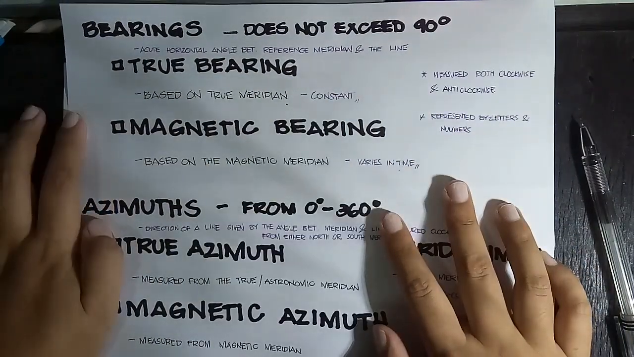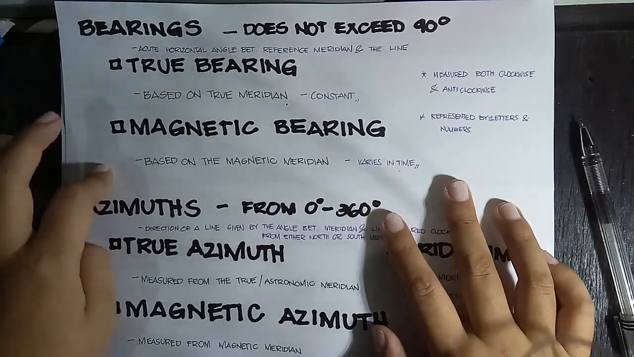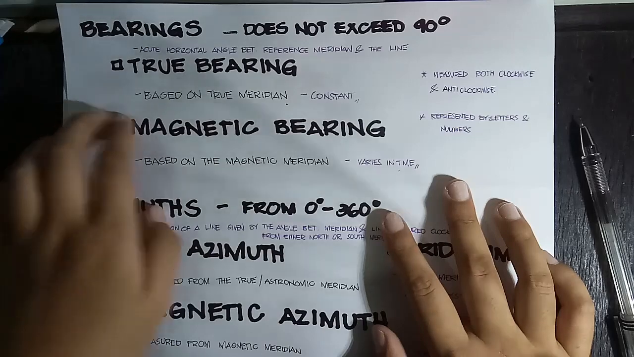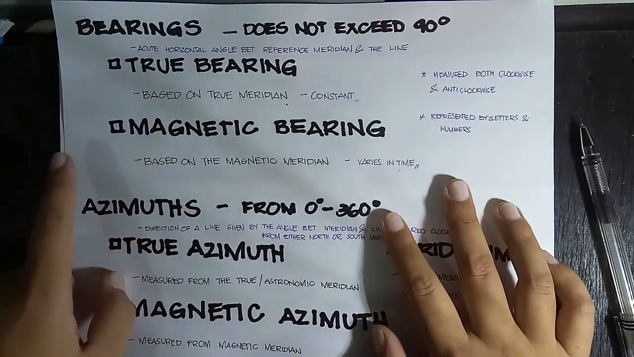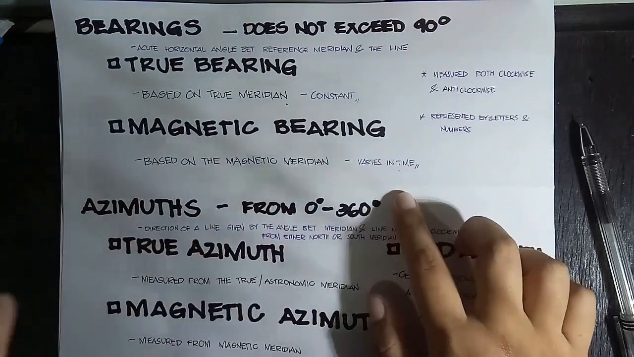Meron siyang dalawang klase which is yung true bearing at ang magnetic bearing. Yung true bearing based on true meridian, so masasabi natin na constant siya. Unlike doon sa magnetic bearing na based on magnetic meridian which is magbabago sa paglipas ng panahon.